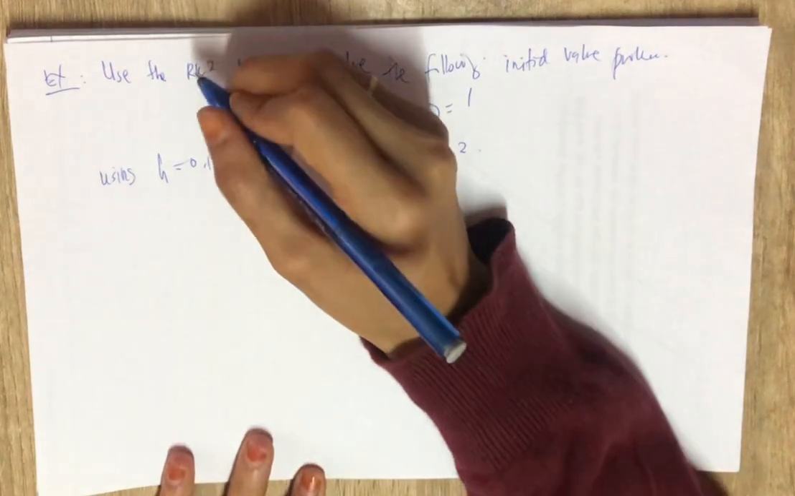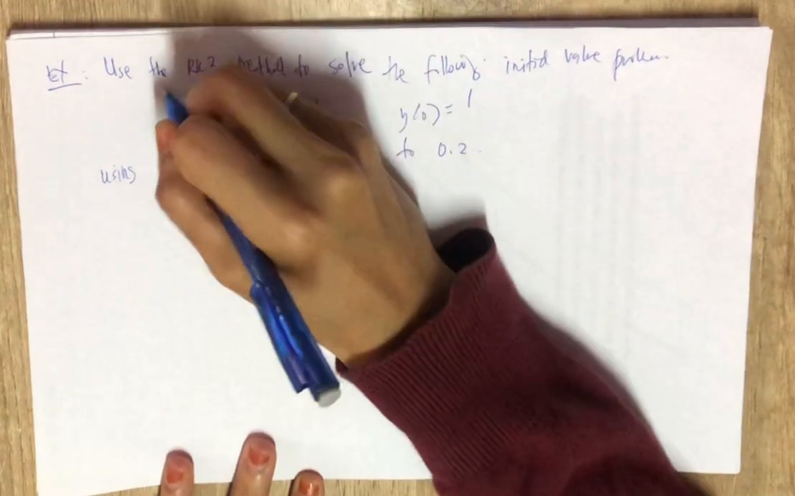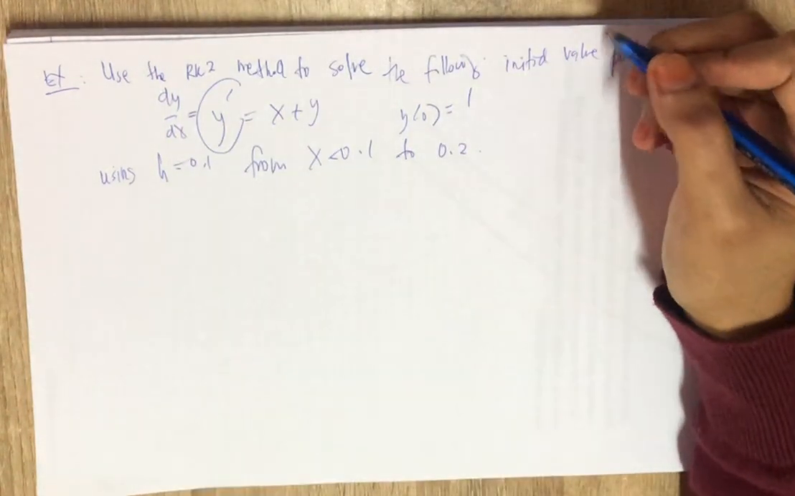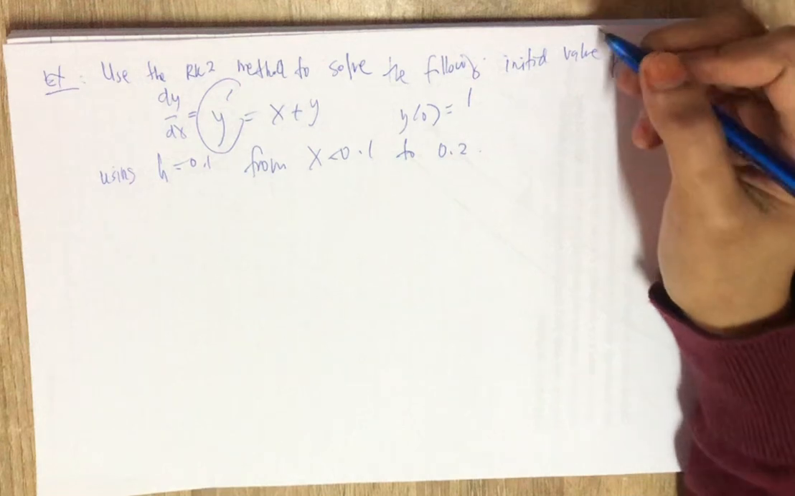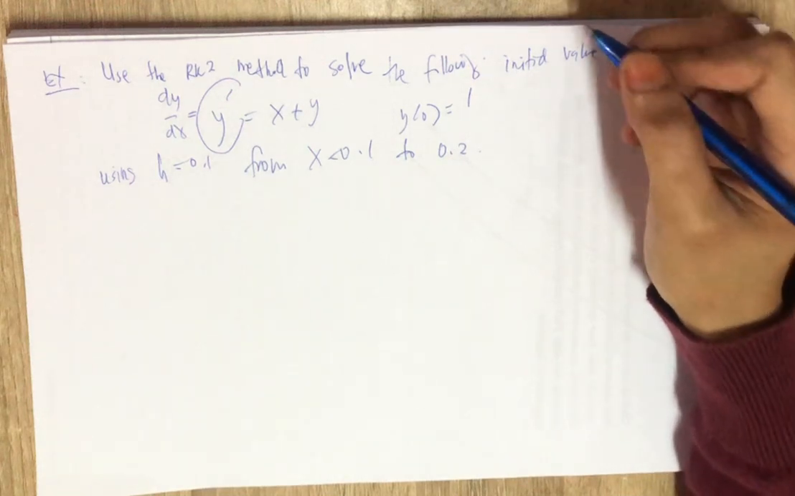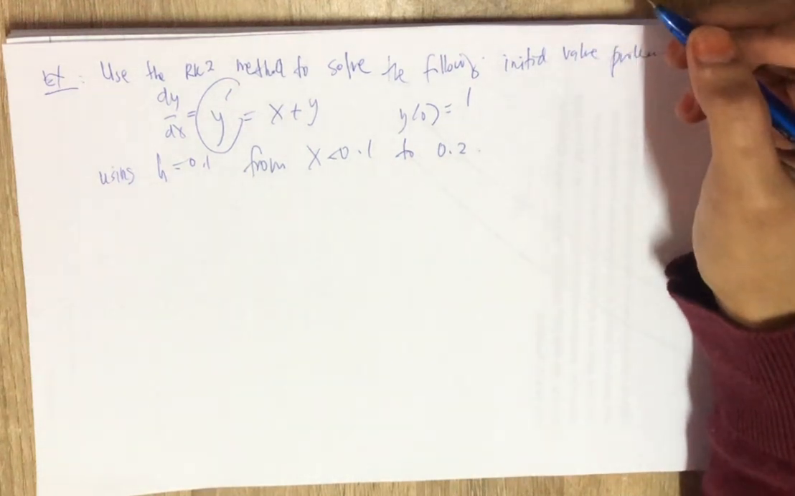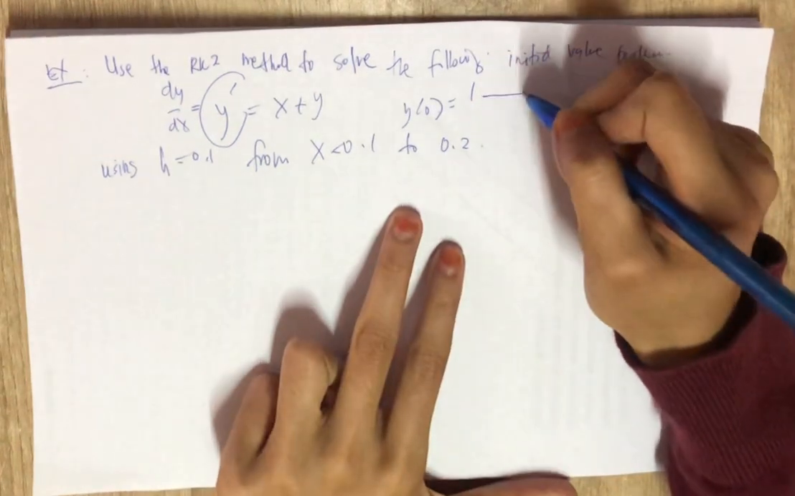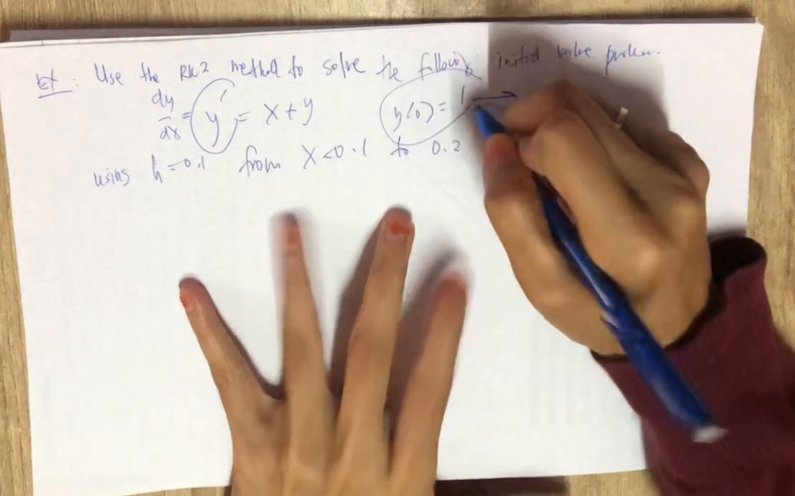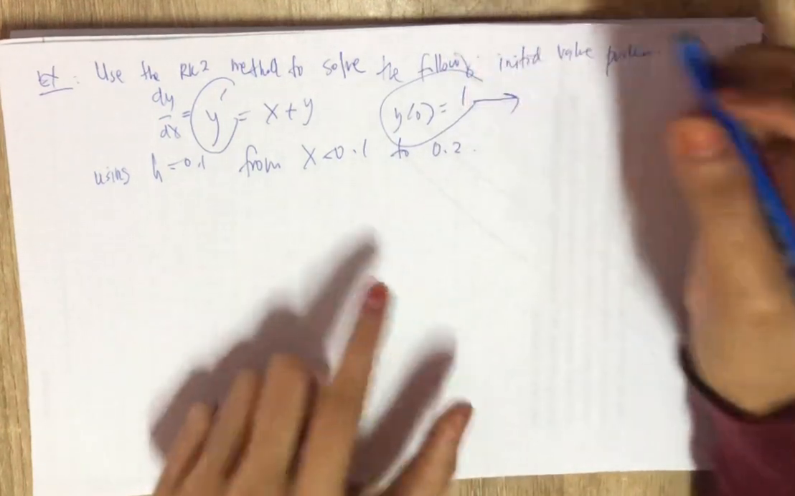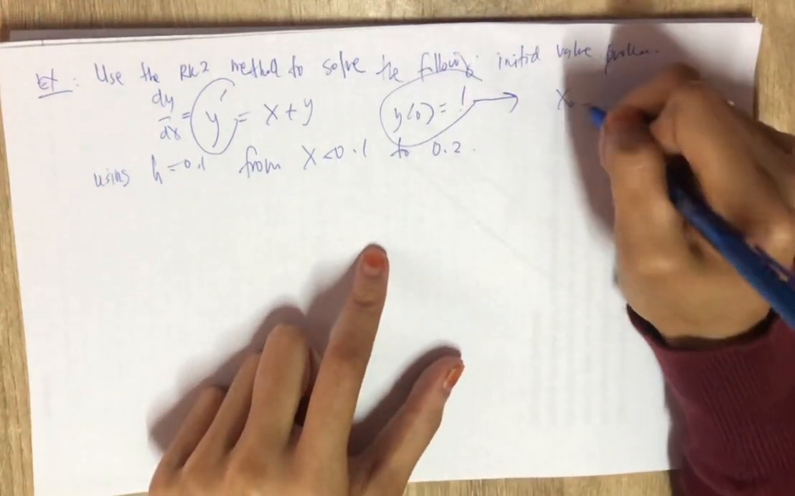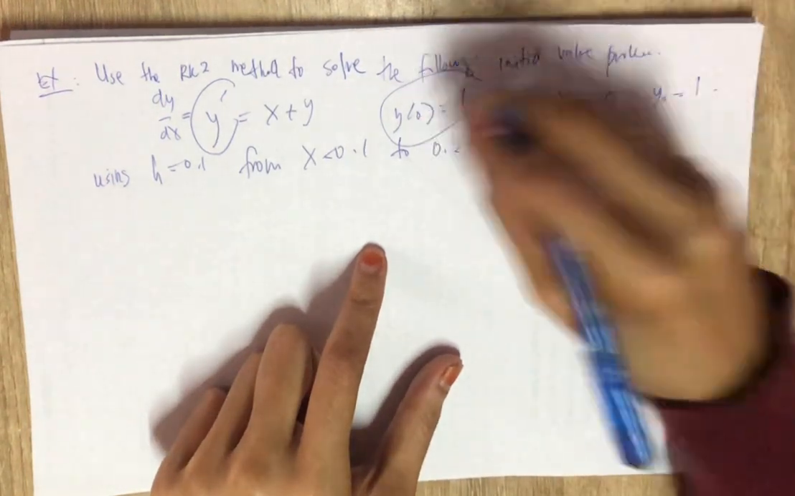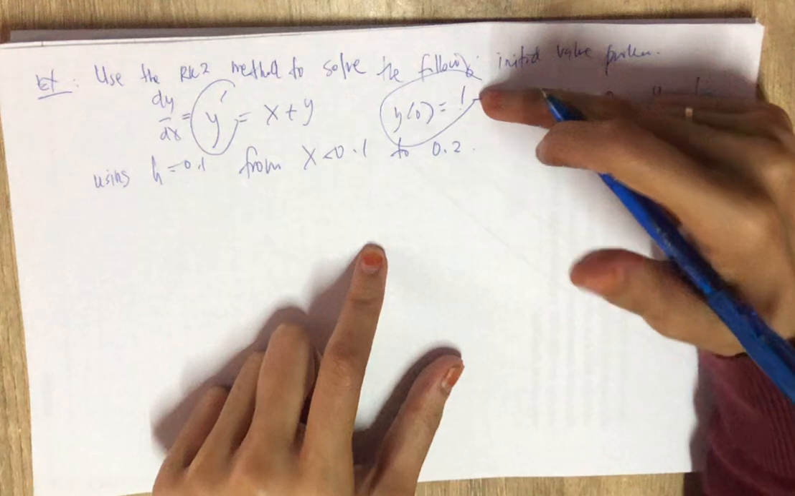If you still remember the previous example, it was dy/dx. Actually dy/dx and y prime are the same, they carry the same meaning, it is still differentiation. Y prime equals x plus y, and given to you y(0) = 1. So what does it mean? This is your initial condition, class. It means that your x naught is equal to 0 and your y naught is equal to 1. This is how we interpret this equation.